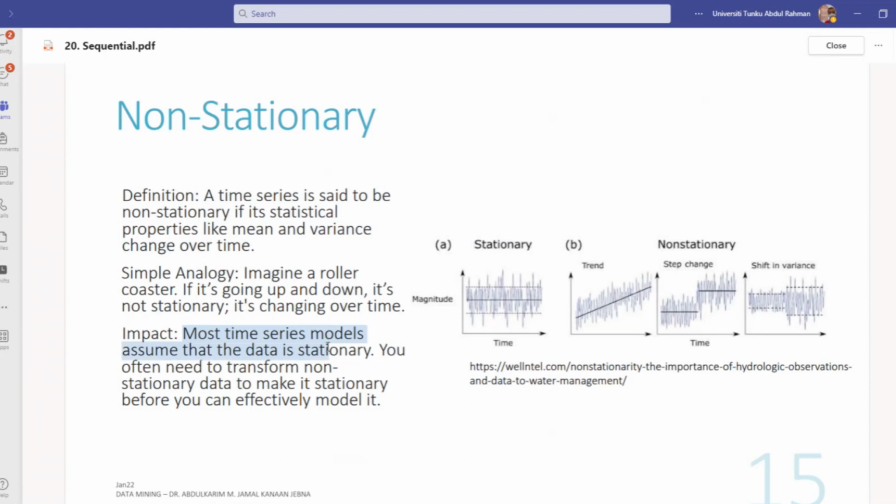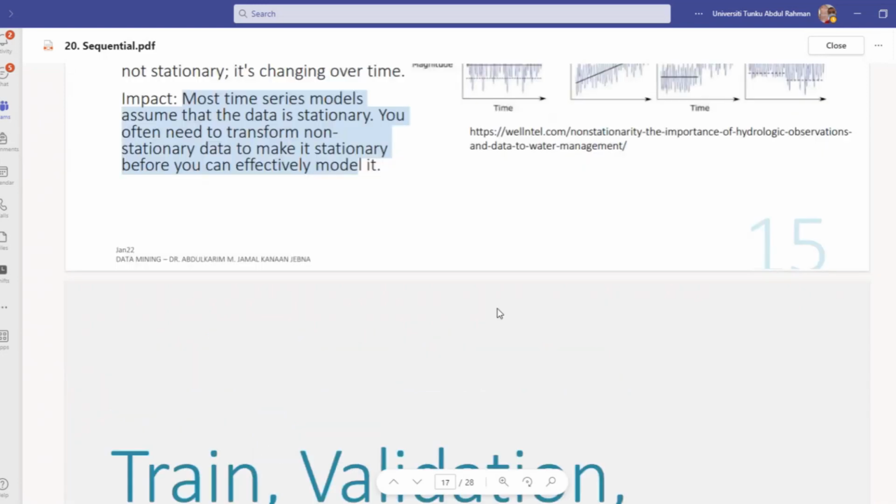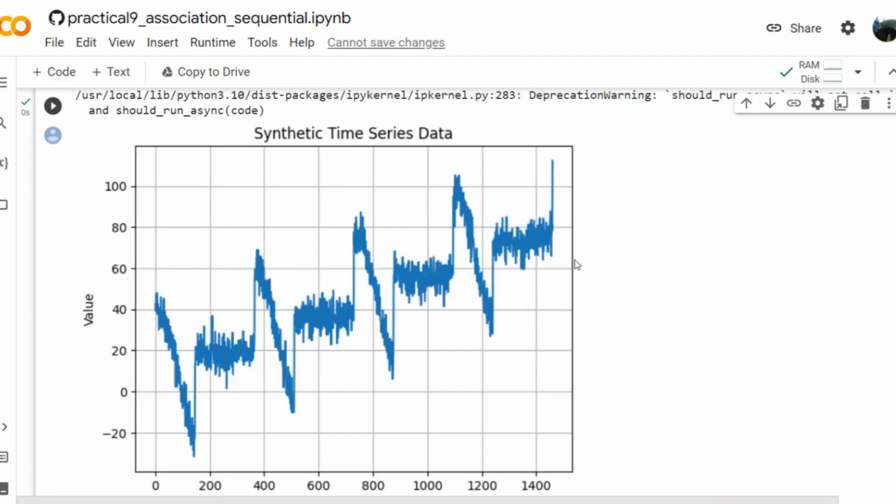Most time series models assume the data is stationary, and you often need to transform non-stationary data to make it stationary before you can effectively develop a model for it. Any questions? So now we understand, when we look at this figure, that it has a trend, seasonality, autocorrelation, and is stationary data. Of course, also with noise. You see the noise? These little variations going up and down, you can call them the noise inside your data. Any question? Clear?